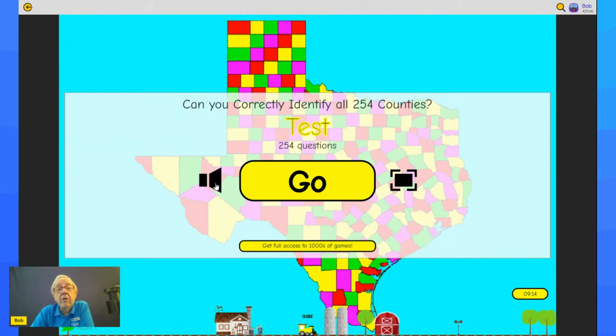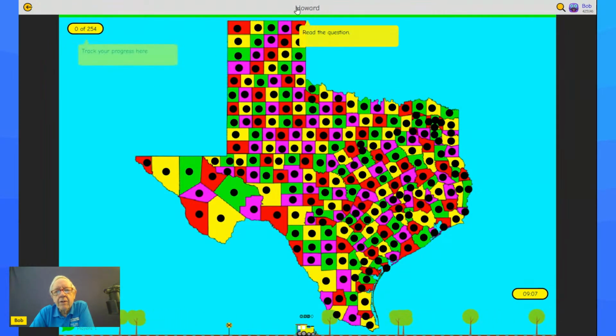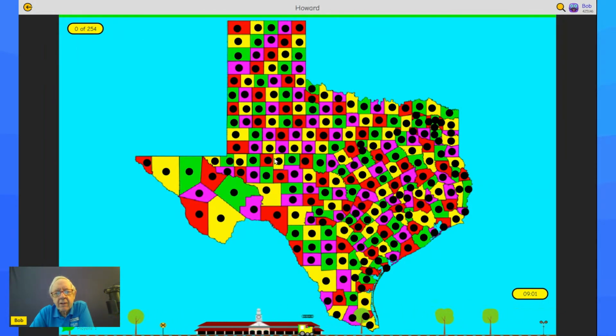First of all, I'm going to turn off the sound, and I'm going to click the go button. And it asks for Howard County. Up at the top, it's going to be the question. It says Howard County, and if this is Howard County, I get a green light.